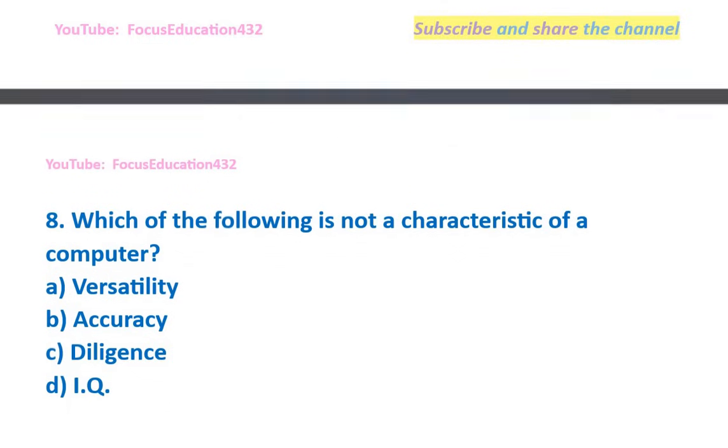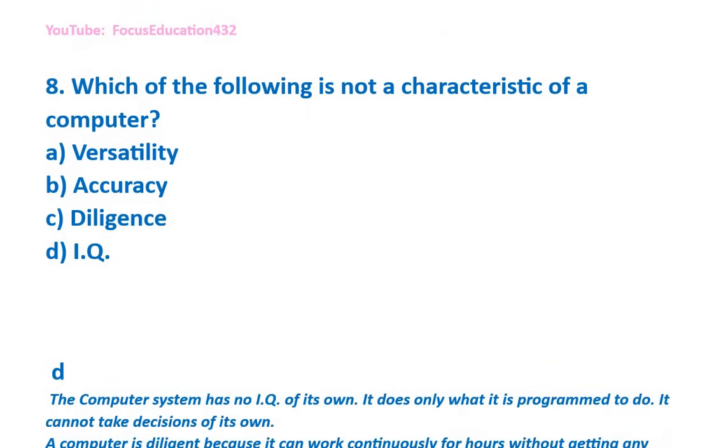CPU also contains some other parts, we will see if a question comes. Which of the following is not a characteristic of a computer? Versatility, accuracy, diligence, these are features of the computer. But IQ, what is IQ? Human-like intelligence. Is the computer intelligent? No. Computer is not intelligent.